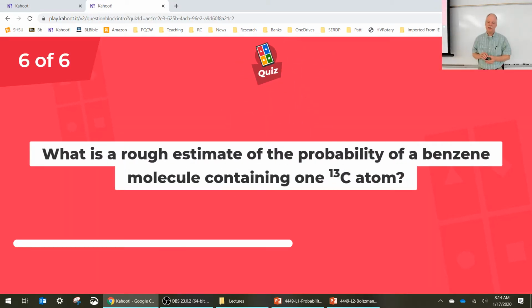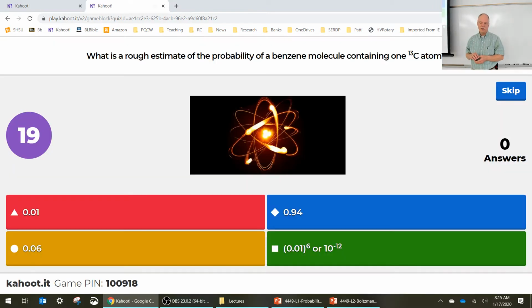And so what is a rough estimate of the probability of a benzene molecule containing 1 carbon-13?